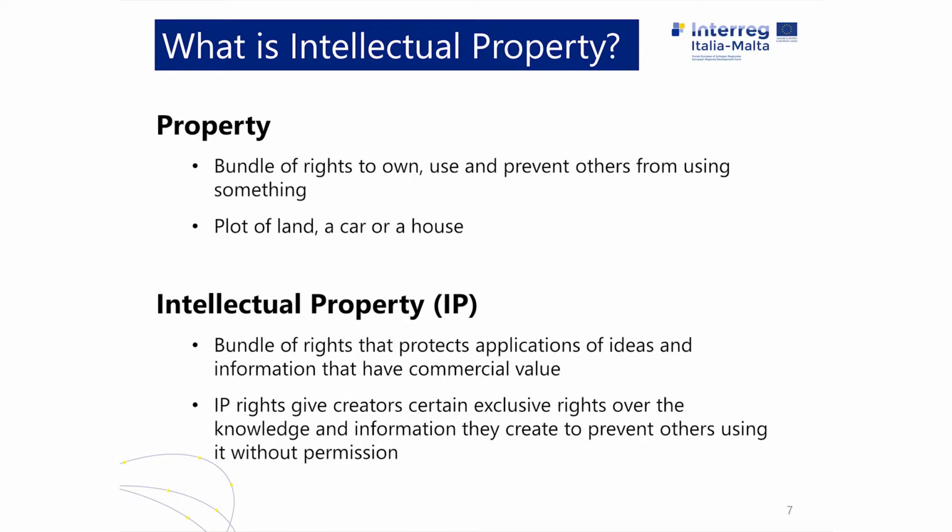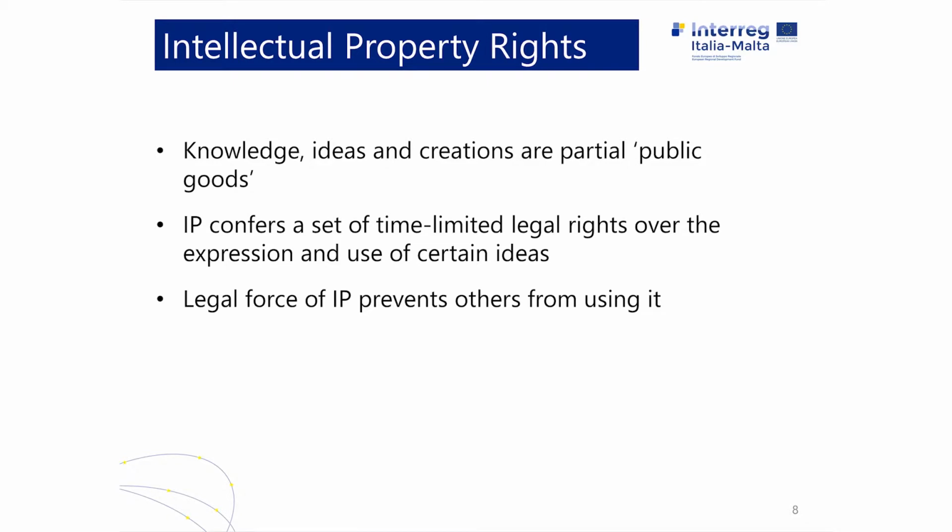So what is intellectual property? Well, property is a bundle of rights to own, use, and prevent others from using something. It could be a plot of land, a car, or a house. Intellectual property is a bundle of rights that protects applications of ideas and information that have commercial value. IP rights give creators certain exclusive rights over the knowledge and information they create to prevent others using it without permission. Knowledge, ideas, and creations are partial public goods. Intellectual property, IP, confers a set of time-limited legal rights over the expression and use of certain ideas. And the legal force of IP prevents others from using it.